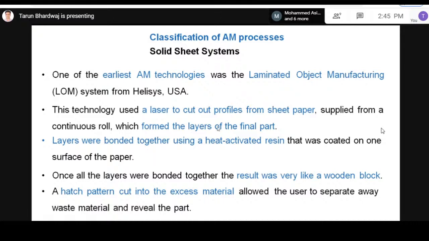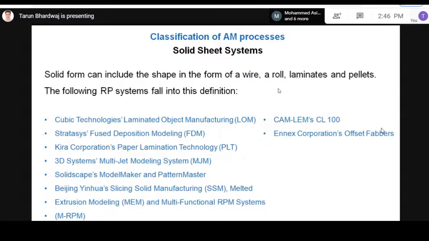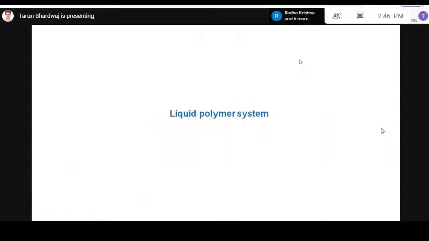For the solid systems, as I told, they are not now being used because of their accuracy and cost. In laminated object manufacturing, a laser is used to cut out the profiles from sheet paper, and that sheet paper is used as a single layer. After that, the laser cuts another profile for the second layer, and then the third layer. These layers are bonded by adhesive, so it is quite expensive for us. So we are not using these types of systems, solid systems, now.